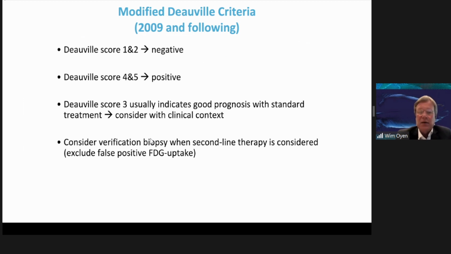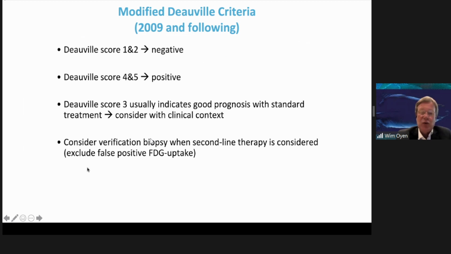So the clinical context is really relevant. If you're considering de-escalating treatment, say observing, a Deauville 3 score at the interim is an argument not to do that. Conversely, if you would consider increasing treatment, a Deauville score of 3 also is not very much underpinning the need to do that, given the good prognosis with the standard treatment.